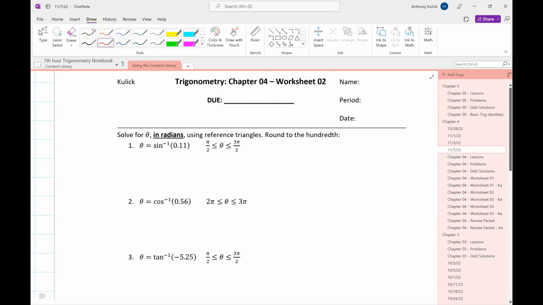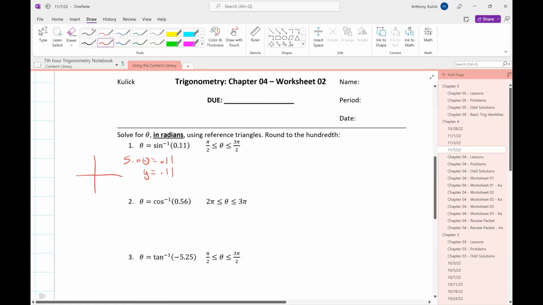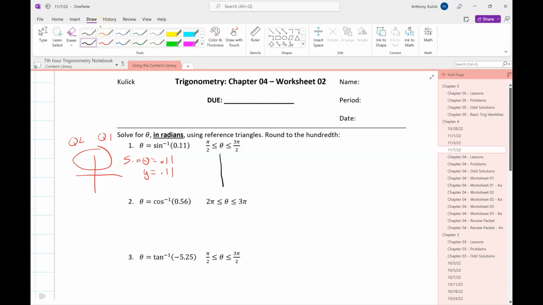So, first thing I'm going to do is recognize that theta equals sine inverse of 0.11. It's the same thing as sine theta equals 0.11. Sine I know is the same as y, and I know that the y is positive in quadrants 1 and 2. Then I'm going to look at my range here, or my interval that I'm solving over. Since these are positive values, I know I'm going to be rotating counterclockwise.